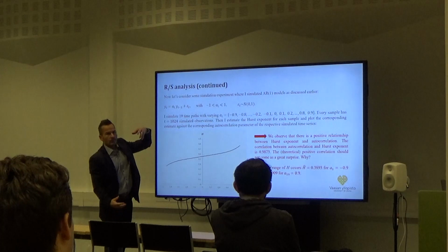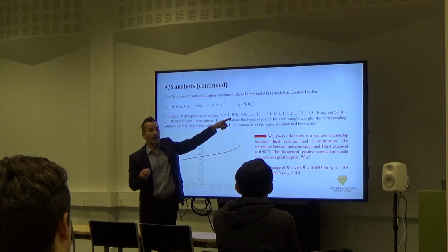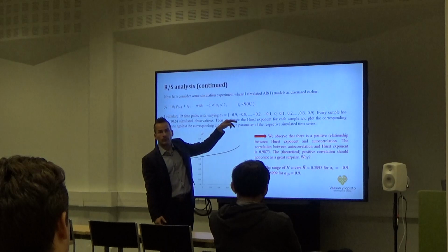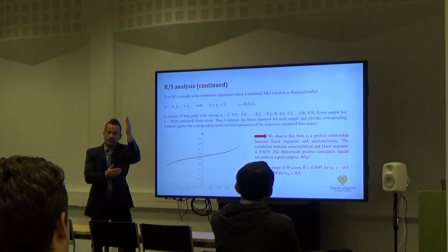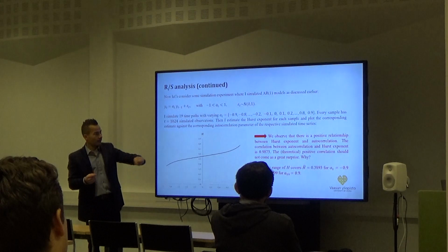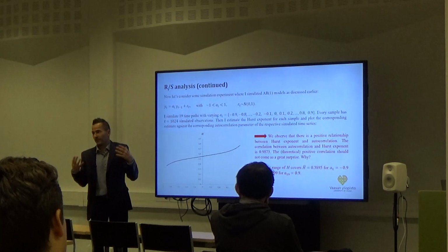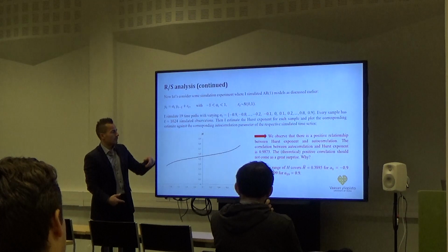So I start with an autocorrelation of minus 0.9, which gives me an anti-persistent process, right? Then minus 0.8, and so on. I take steps of one decimal, from minus 0.9 until 0.9. For each time series, I simulate 1,024 observations. I know the corresponding point estimate for the autocorrelation parameter A, because I have simulated it, so I know what I have used. Then I use the simulated data to estimate the Hurst exponent using that formula. And this is what you get out of it.